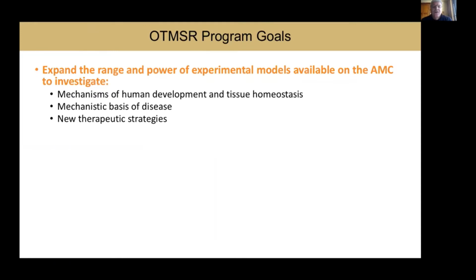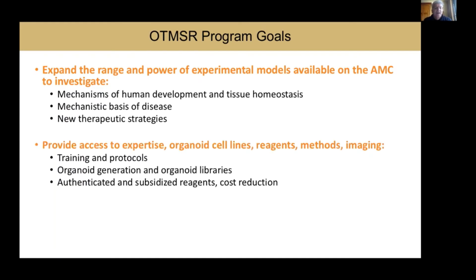So what are the goals of OTMSR? We really want to increase the types of in vitro models that we have on campus, especially for human disease and development, and trying to develop protocols to model diseases and new strategies for drug therapy. What we try to do is provide training and protocols for all of these high-end technologies to be able to generate organoids and actually establish organoid libraries. We also provide authenticated and subsidized reagents, so we're trying to create a cost reduction for people.